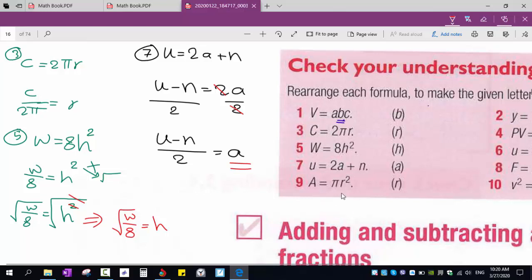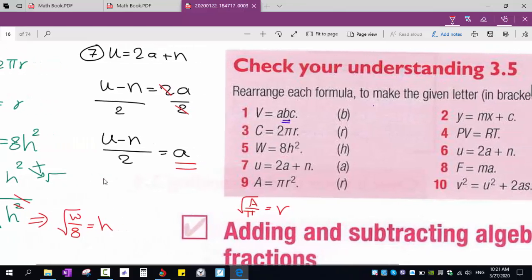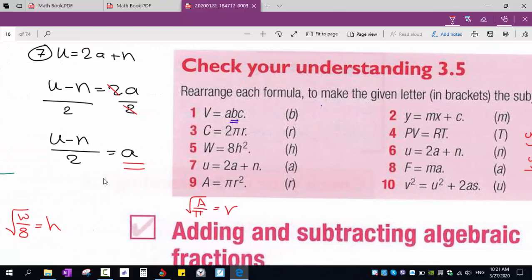Question 9, how can we make this r the subject? It's similar to question 5. Firstly, we divide a by pi and then try to get the answer. The answer is like this: A over pi under the square root is equal to r. You do the steps. It's similar to question 5. And the rest, question 4, 6, 8, and 10 are homework.